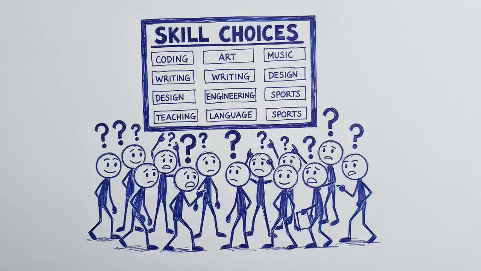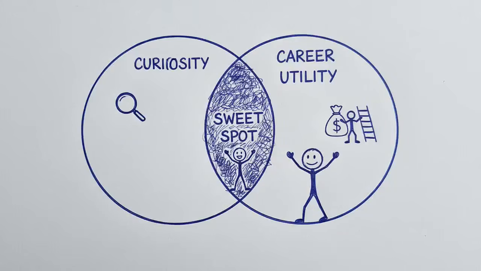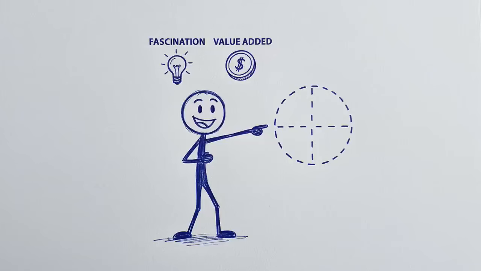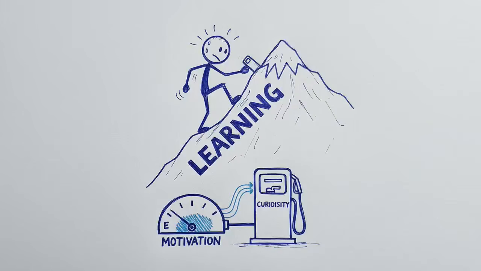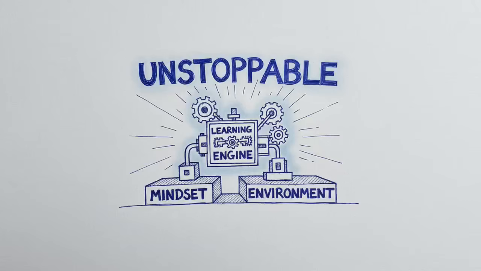Finally, many of you might be asking how to even choose a skill to learn. The answer lies where your genuine curiosity and career utility intersect. Find something that truly fascinates you, but also has the potential to add value to your life or career. Learning is hard, so your own curiosity will be the fuel that keeps you going when motivation fades. With the right mindset and a protected environment, the synthesis method becomes unstoppable.